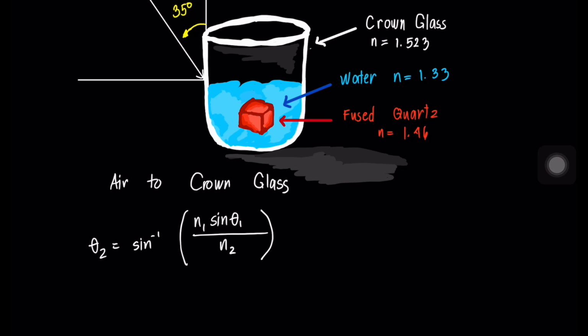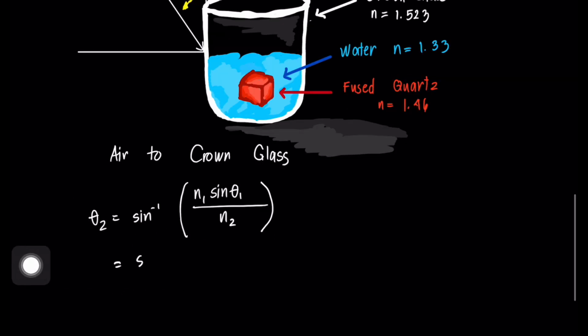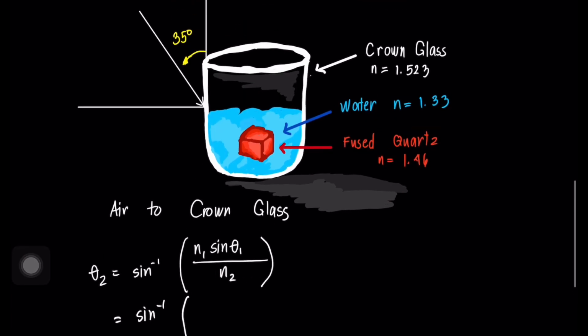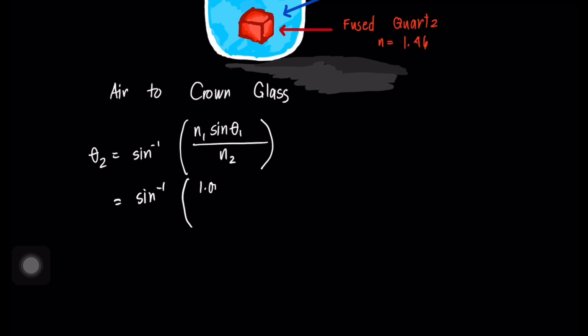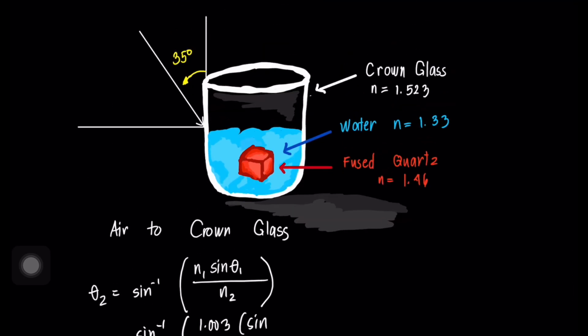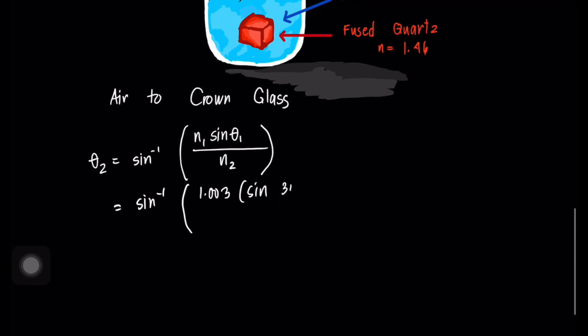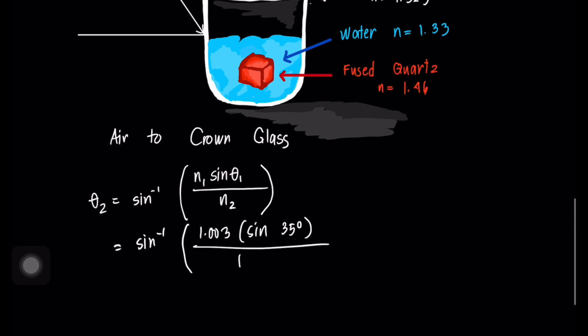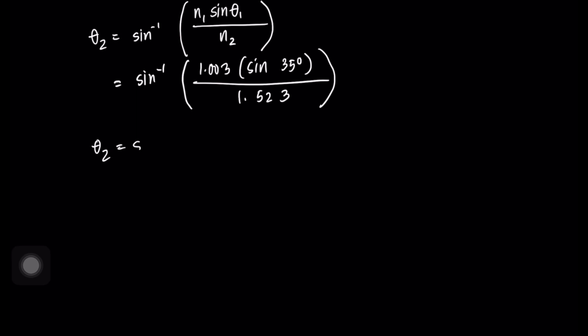So we are now focusing on getting theta sub 2, which is when light is traveling from air to crown glass. So we have here sine negative 1 is equal to our n sub 1, which is simply the air, 1.003, multiplied by sine, and then our theta sub 1 is the incident angle, or the angle of incidence, which is 35 degrees. After that, divided by n sub 2, which is the crown glass, 1.523.